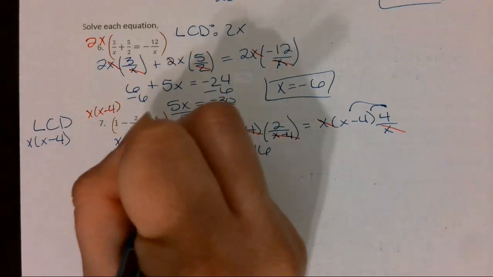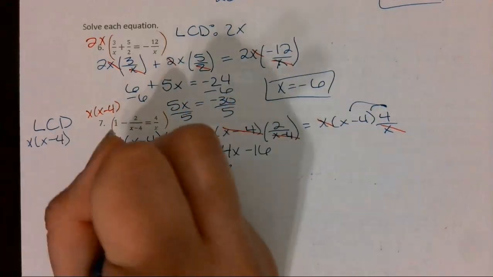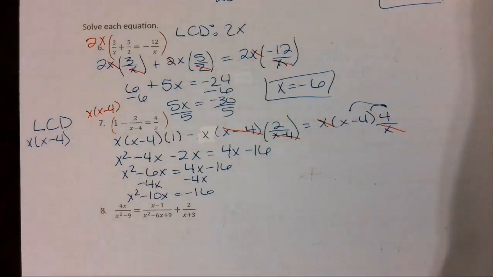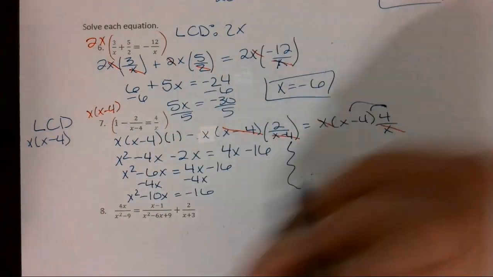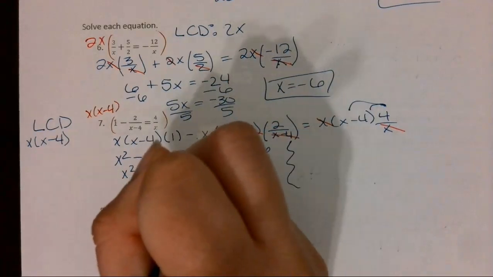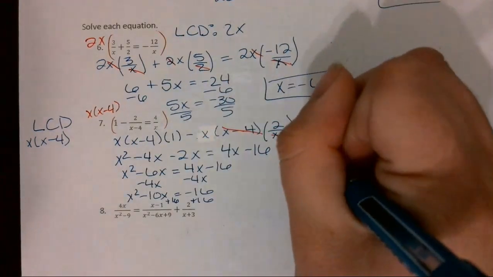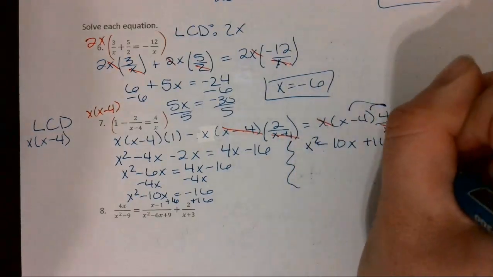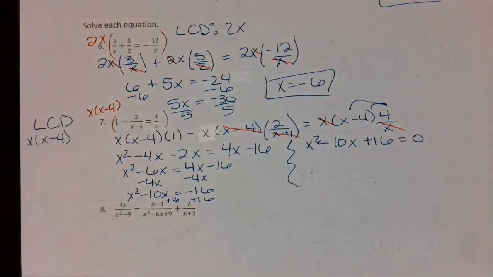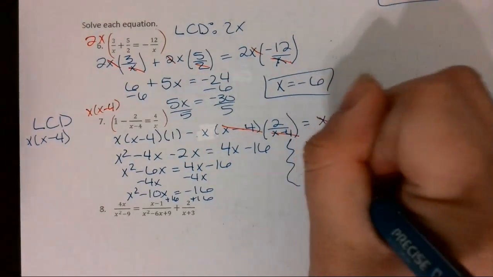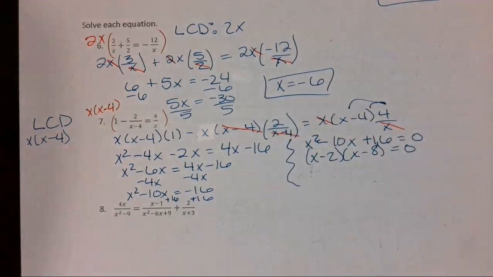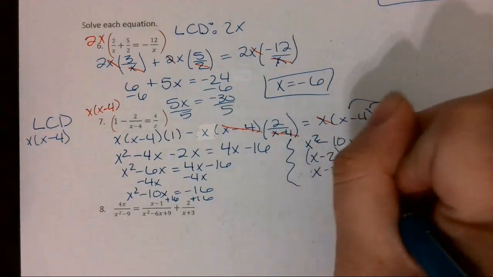I want to subtract 4x on both sides. I get x squared minus 10x equals negative 16. I want to add 16 on both sides. So I get x squared minus 10x plus 16 equals 0. I'm looking for what multiplies to positive 16 and adds to negative 10. This is going to be negative 2 and negative 8. I set those equal to 0 and solve.